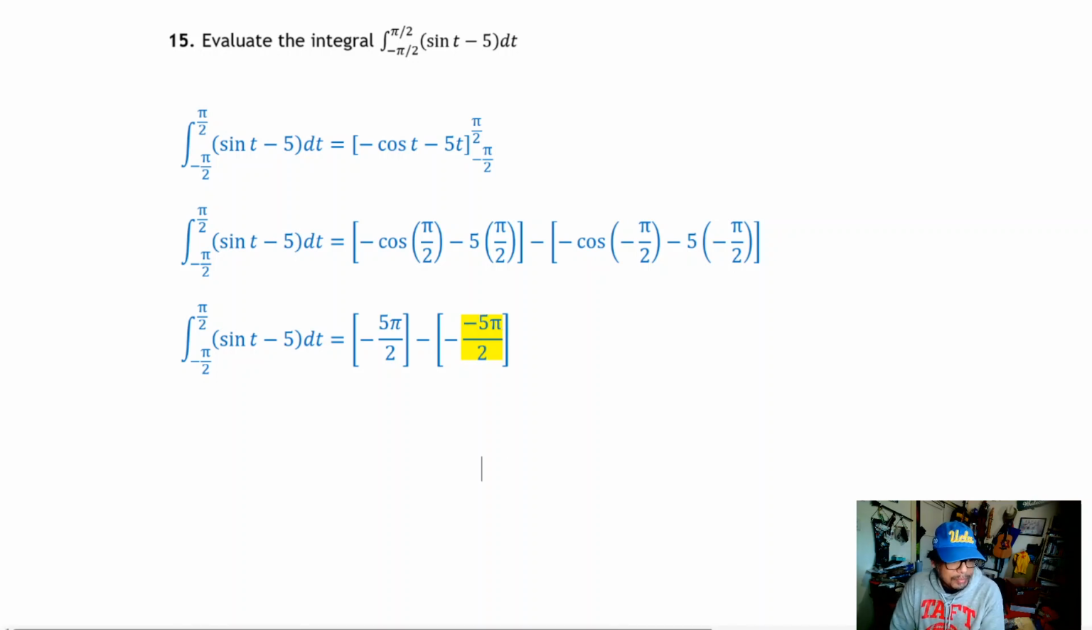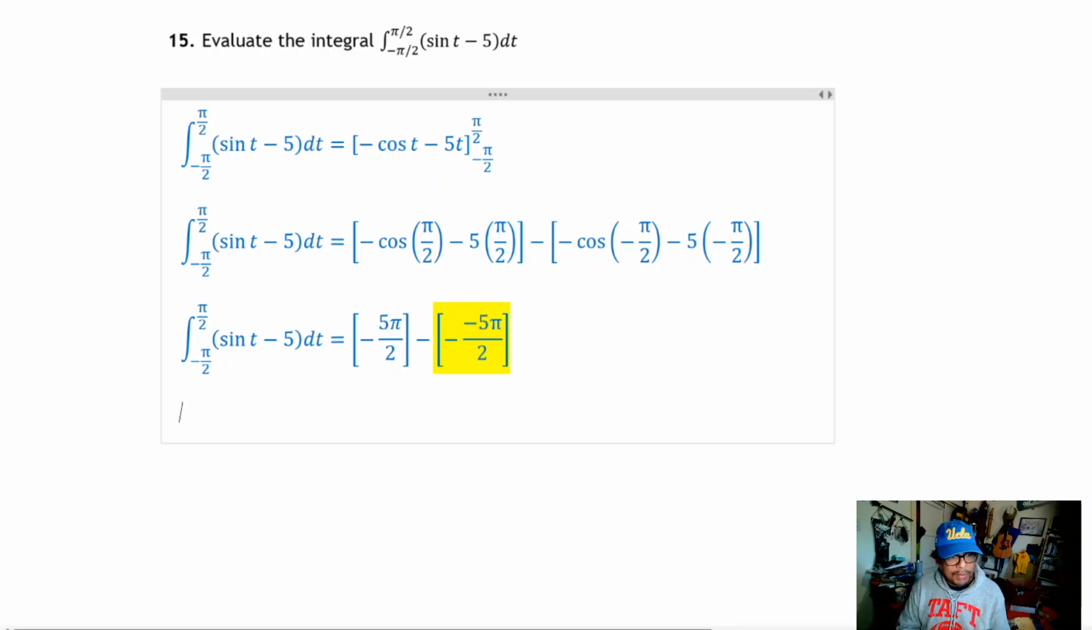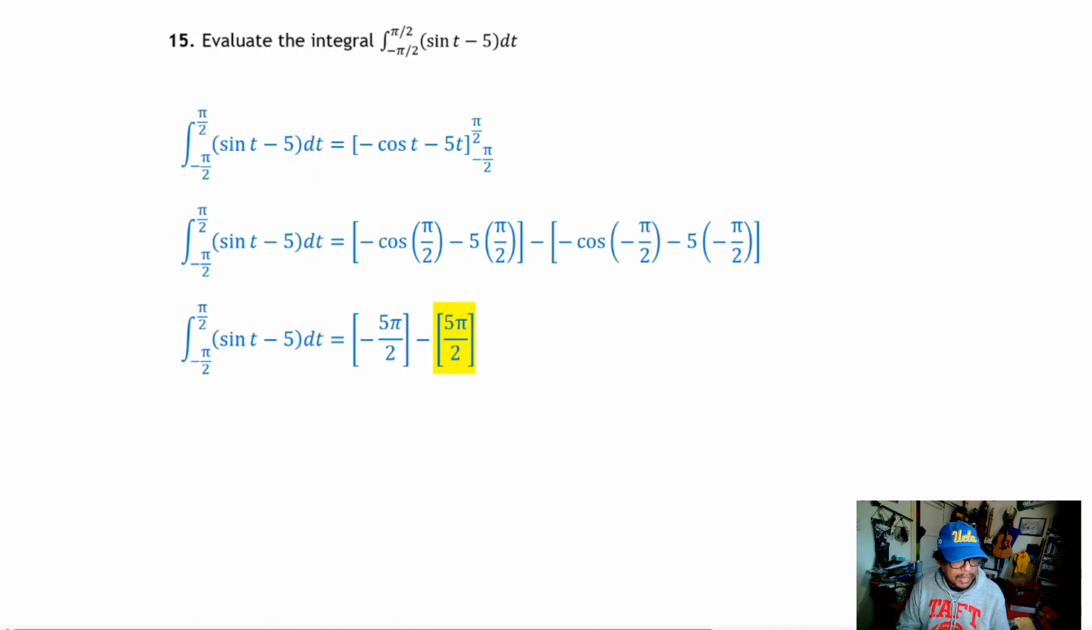Kind of like that. So now we were just going to add this all together. Maybe we should simplify the negative signs before we do that. Inside here, we can just simplify that to positive 5 pi over 2. Kind of like that. And then we have negative 5 pi over 2 minus 5 pi over 2, which is equal to negative 10 pi over 2, or negative 5 pi.